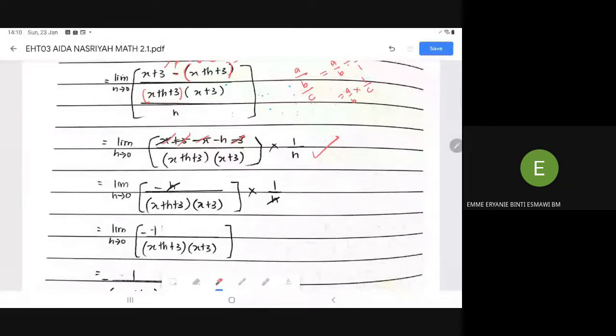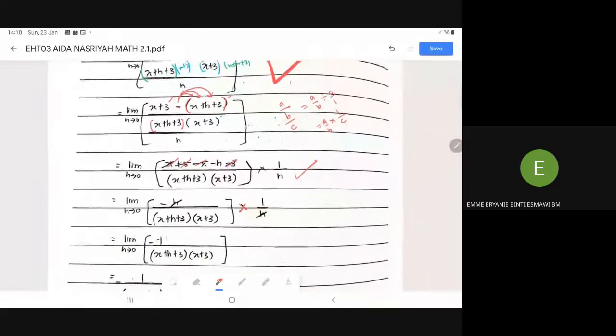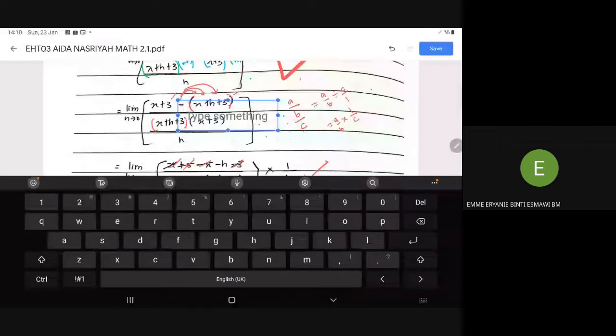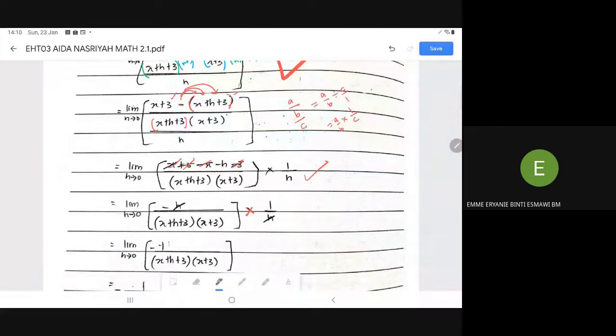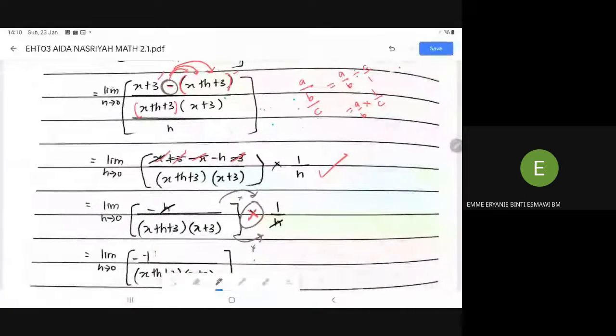Cantik. Dah dekat bawah ni tadi, dekat tepi ni, we have multiply 1 over h. Okay, so tengah ni adalah darab tau, it's not minus. Tadi kat sini, this one is minus, but now it's multiply. Okay, so when it's multiplication, atas darab atas, bawah darab bawah. Okay, tadi minus. So dia macam ni, A over B minus C over D.